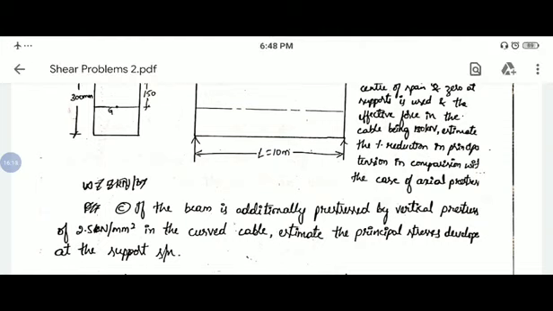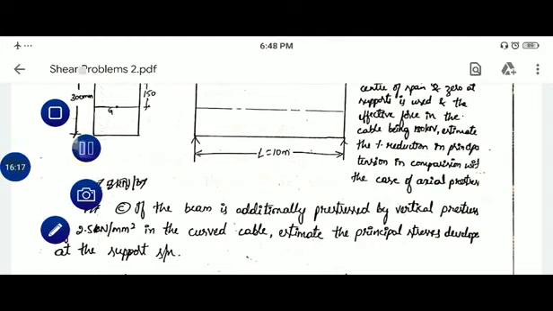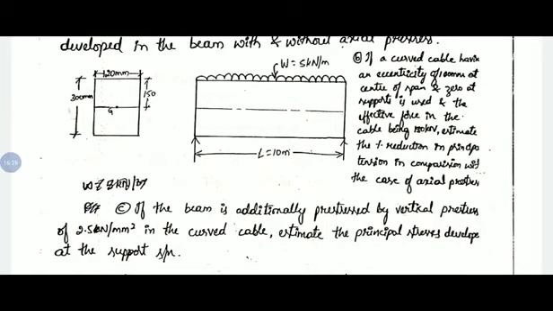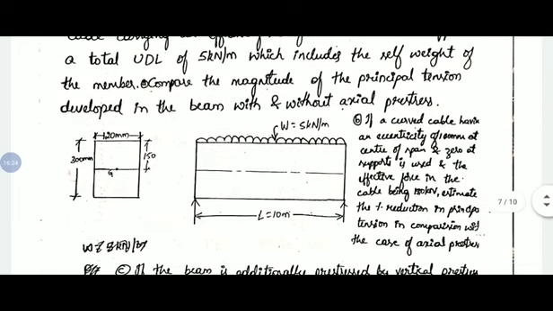So in this problem we have three different conditions for solving. So first we need to calculate the principal stress.